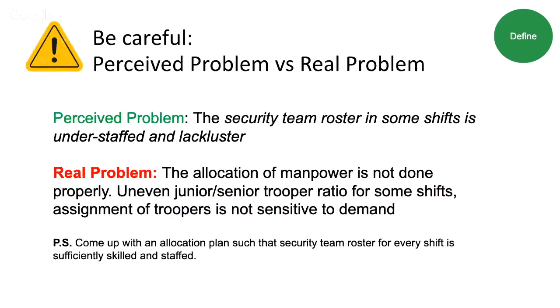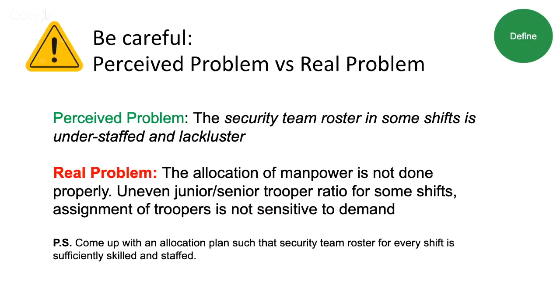This is something that Terence mentioned, a perceived problem versus a real problem. The perceived problem is more of the surface problem that you observe, right? So it can be that the security team roster in some shifts is understaffed and lackluster. So this is exactly what you see and describe. But you need to think deeper: what exactly is the problem? So the real problem is that the allocation of manpower is not done properly. This is something that is not done properly and needs to be solved, right? And with this problem statement, you can come up with an actionable solution to actually address it, right?